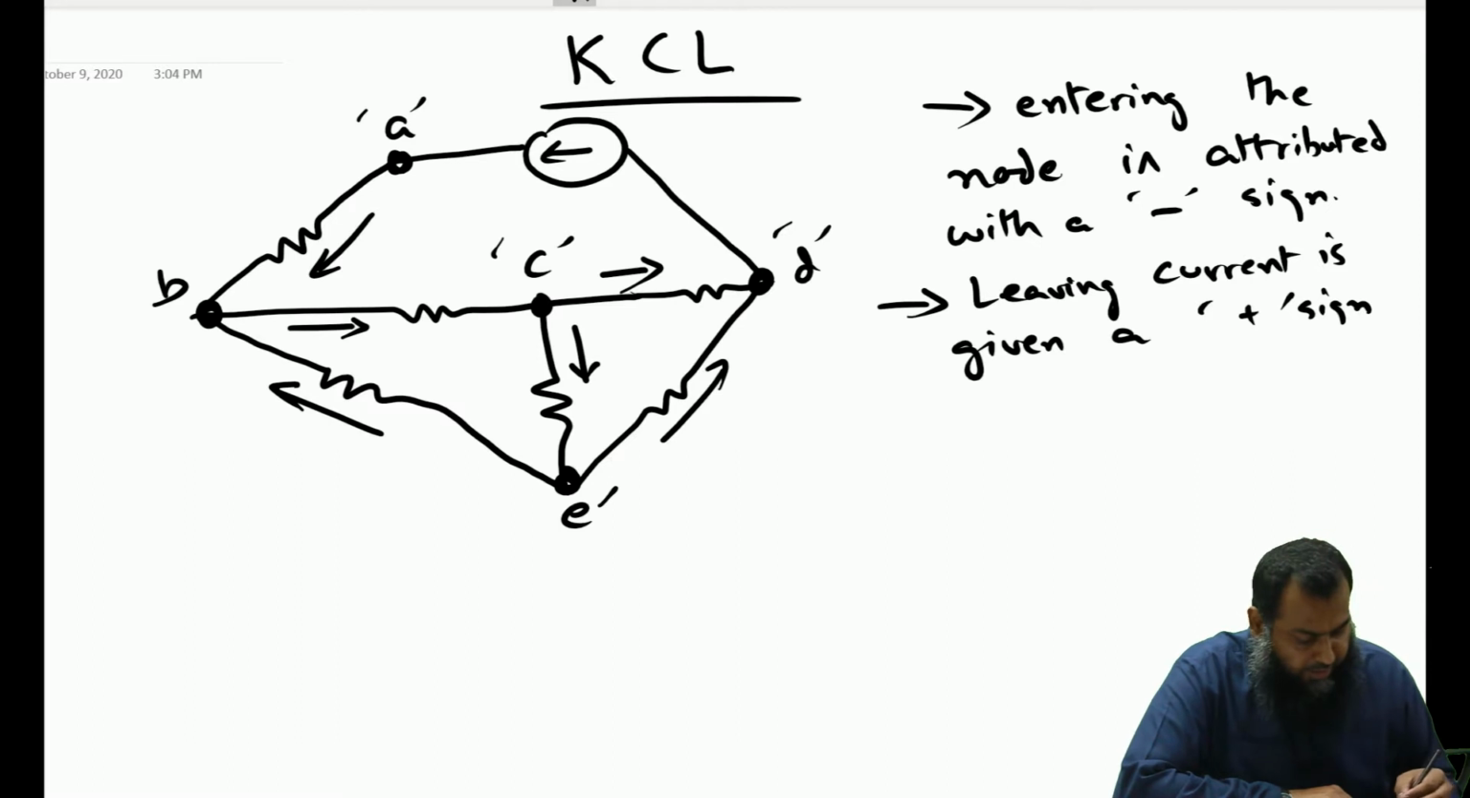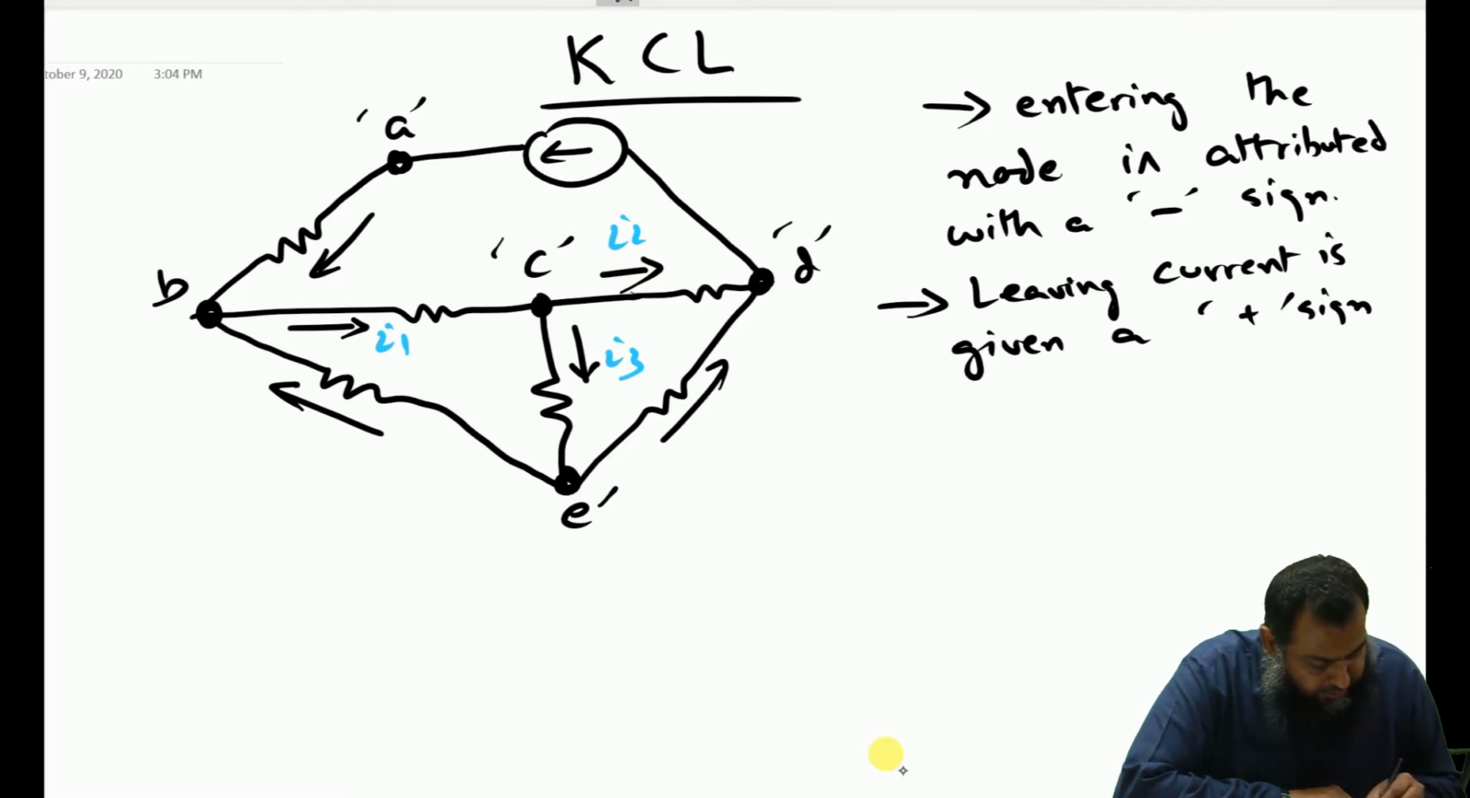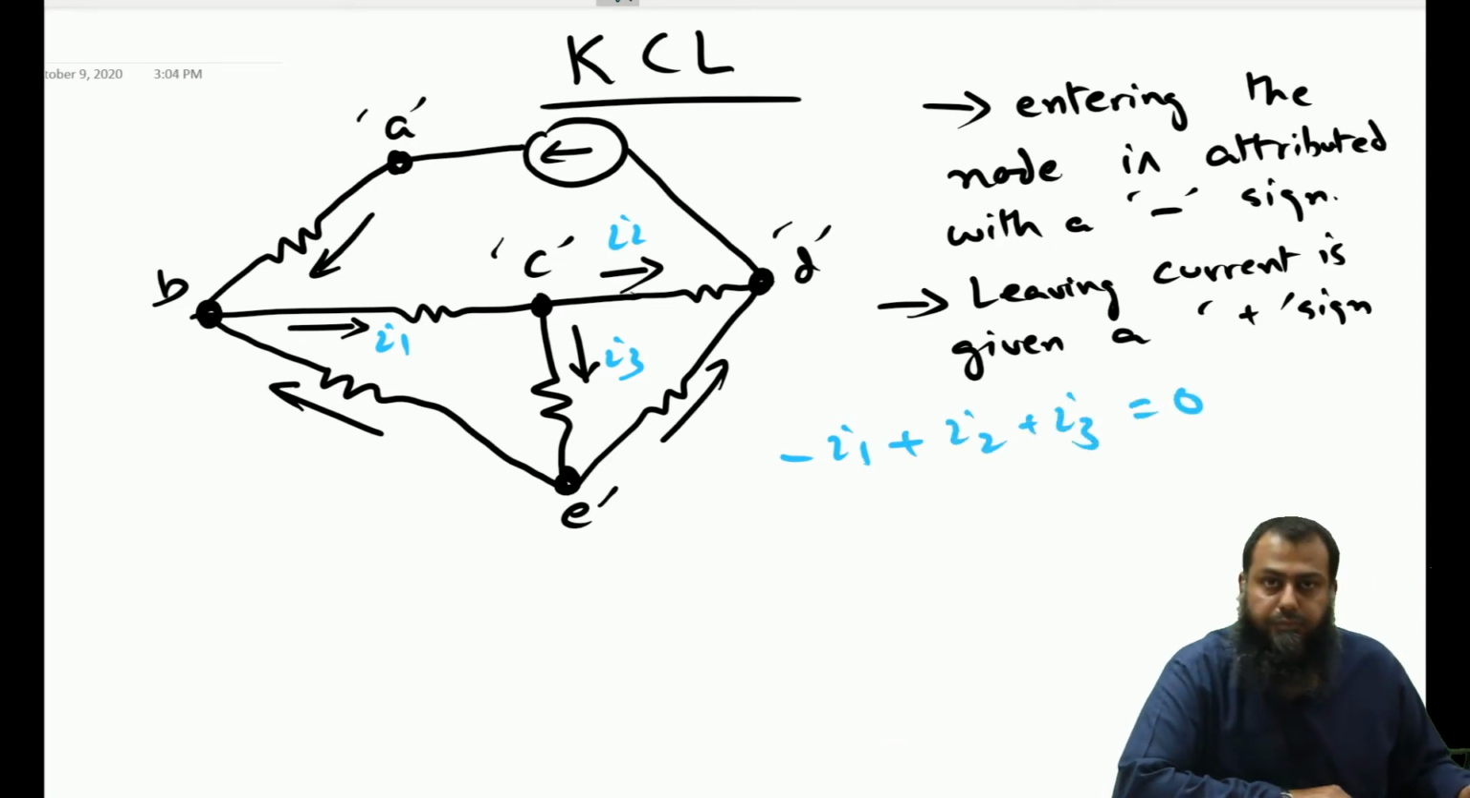So let us first write, as an example, the equation for this node C. Suppose that we have this current I1 coming from this side, this is I2, this is I3. This I1 is actually entering this node, so we will write it as minus I1, and then these two currents are actually leaving this node. So this is minus I1 plus I2 plus I3, and their sum should be equal to 0.